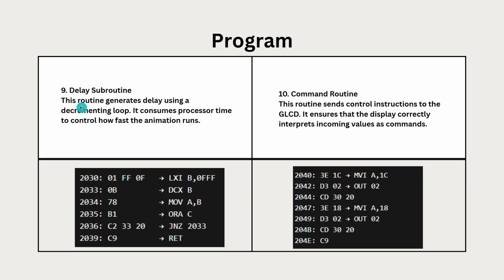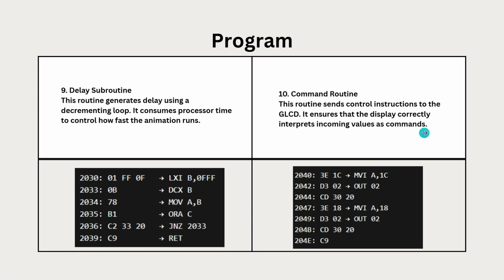Subroutines. The program also uses a few subroutines to make the code cleaner and organized. There is a command routine to send control instructions to the GLCD, a data write routine to send pixel data, and a delay routine to control timing. Using subroutines here has avoided repetition and makes the program easier to understand and modify, to be honest.